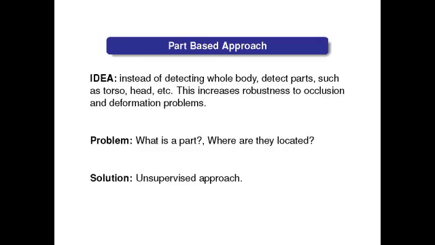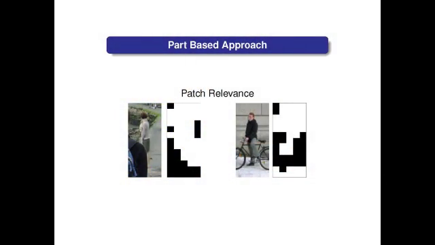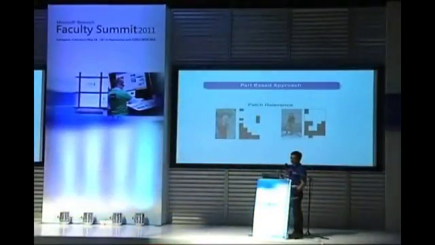So we had an improved version of the system where, instead of detecting the whole body, we are detecting just parts of the body. In this case, what is a relevant part and where they are located is one of the challenges, and we use an unsupervised learning approach for this. So the idea here is that we try to detect relevant local parts of the images. What is relevant? For that, we use the output of a linear support vector machine, in that case the weights of the support vectors that are defining the model.